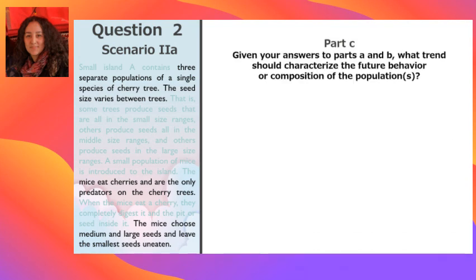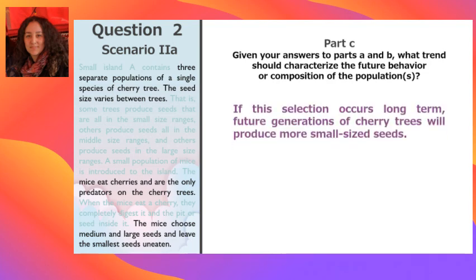Okay, so part C, given your answers to part A and B, what trend should characterize the future behavior or composition of the population? So if selection occurs long term, future generations of cherry trees will produce more small-sized seeds. This is pretty much the same as that first scenario that we looked at.